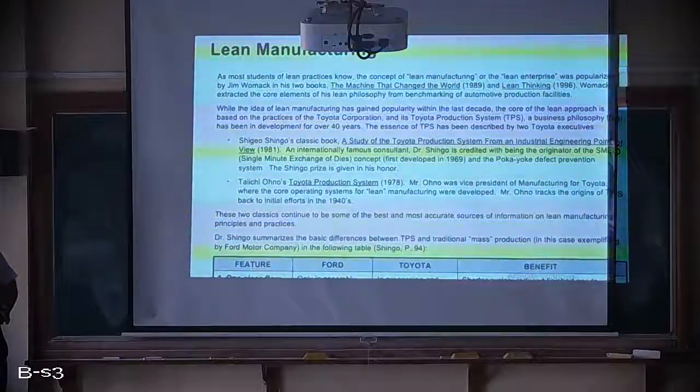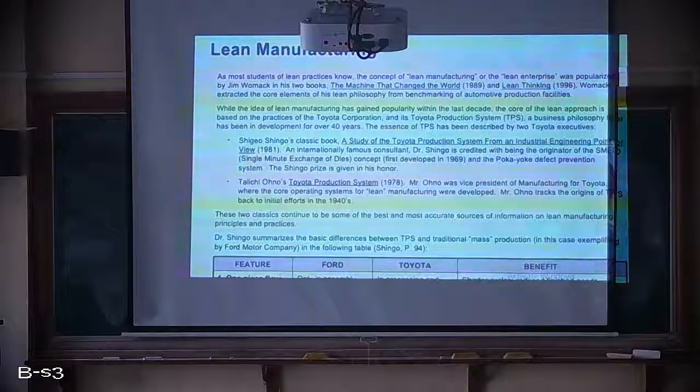While the idea of lean manufacturing has gained popularity within the last decade, the core of the lean approach is based on the practice of TPS, a business philosophy that has been developed over 40 years. The essence of TPS has been described by two Toyota executives. In fact, lean initiative is a practice of TPS. There are two executives whose contribution to lean and TPS is very large: Taiichi Ohno and Shigeo Shingo.